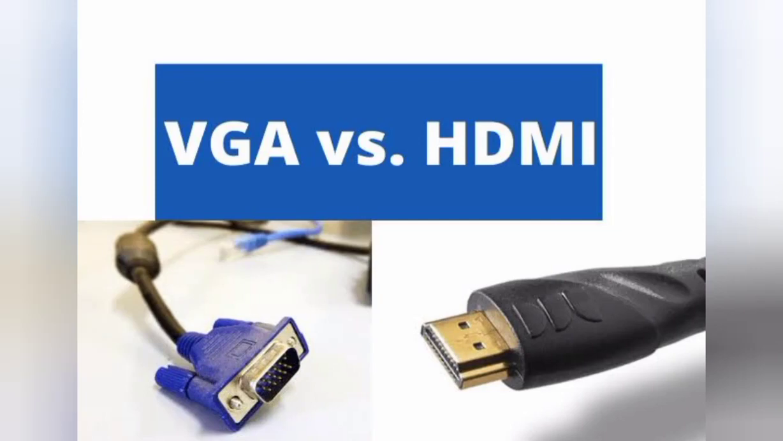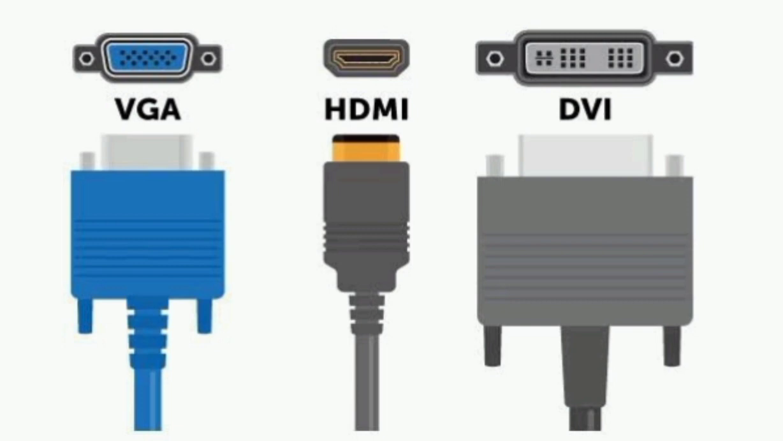VGA versus HDMI. What's the difference? The main difference between VGA versus HDMI video cables and ports is that the VGA signal is analog while HDMI is digital. This means VGA signals transmit information via electrical wave size. HDMI digital signals transmit data in bits, that is on or off, that is 1 or 0, in varying frequencies. There are many other differences between the two, which should help you decide which cable and converters you may need to use.